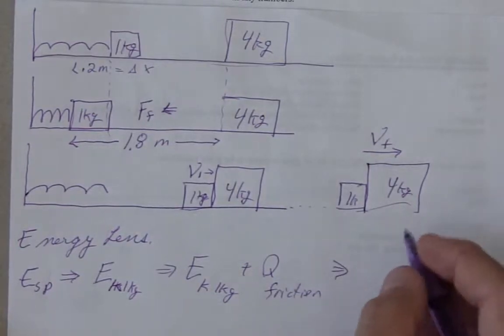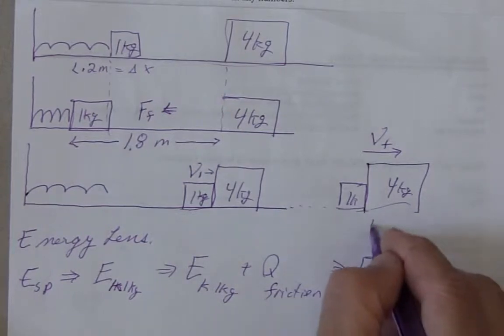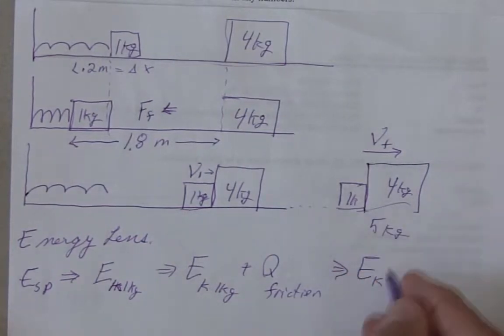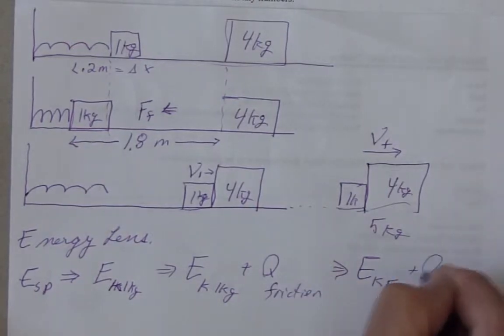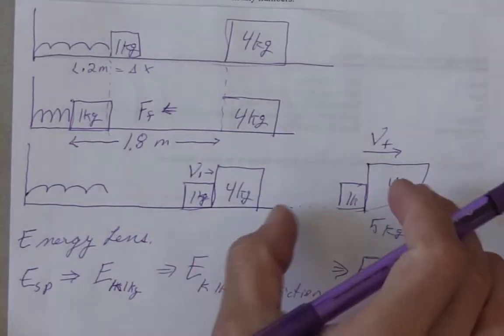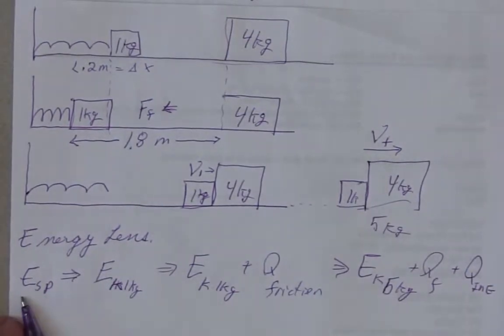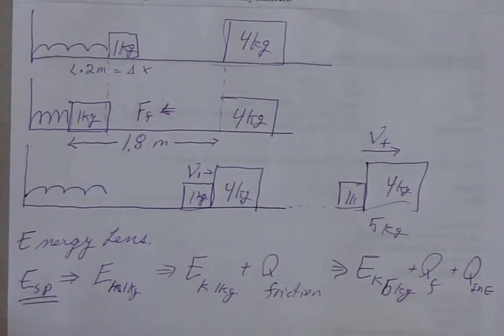And that ultimately turns to some kinetic energy of, let's call this 5 kilograms, because they stick together, of the 5 kilograms, plus this heat of friction, plus the heat given off, because this is an inelastic collision. So we're going to say inelastic. And so it seems as though, yes, I should be able to use an energy lens. I can find this, and I can find this.